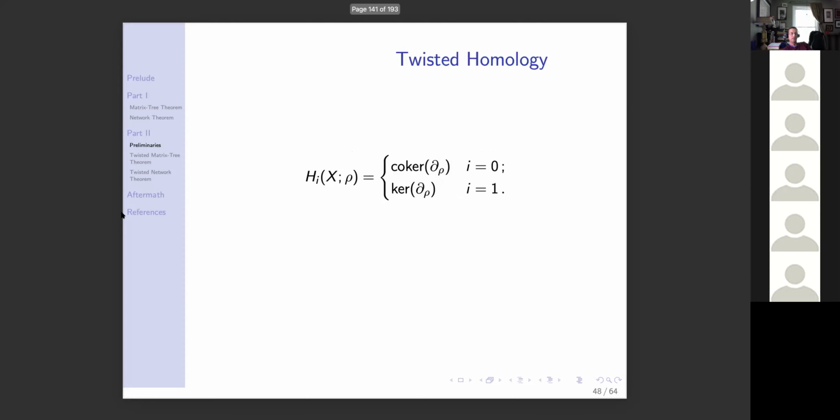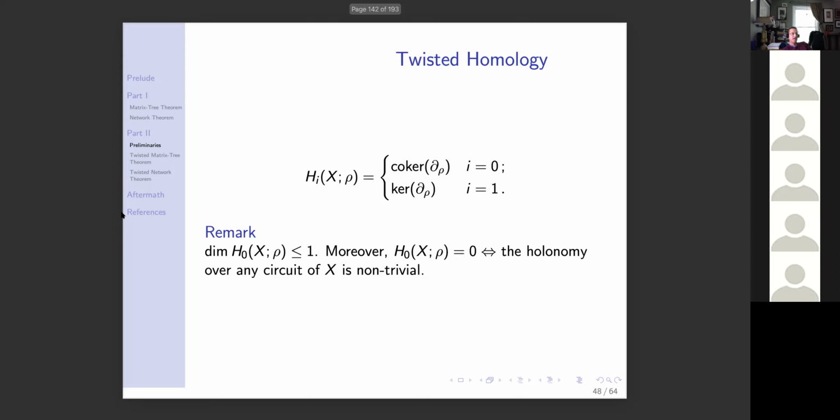Okay, so twisted homology is given by the same formula as homology, but I take the kernel and the co-kernel in degree 0 of the twisted boundary operator, and I take the kernel in degree 1. It's not hard to show that if x is connected, the twisted homology in degree 0 has dimension at most 1. But a more interesting feature is that the dimension is 0 if and only if the holonomy over any circuit of x is non-trivial, right? So H0 detects the holonomy over any circuit of my graph x.